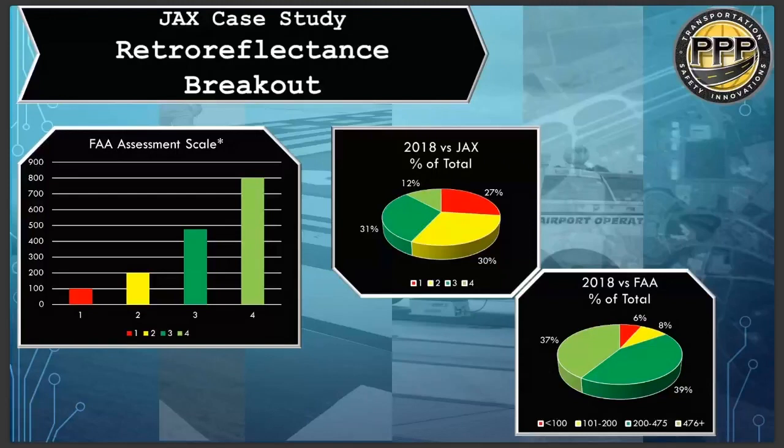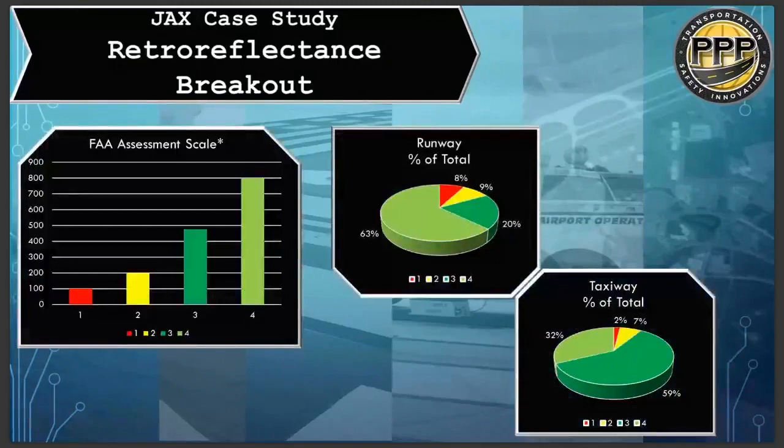Next, this is the same information except I split out the runways and the taxiways. We found that there was less taxiway failure and maintenance of markings than there was on the runway. And I guess everybody here can guess why the runway was higher. That is, of course, because of the rubber issue that you have on the runway.